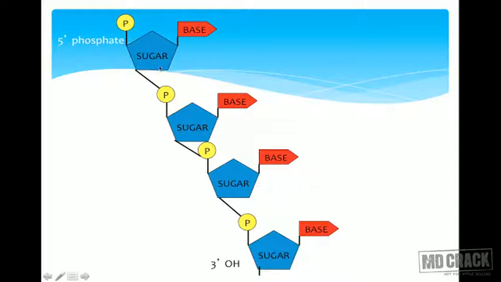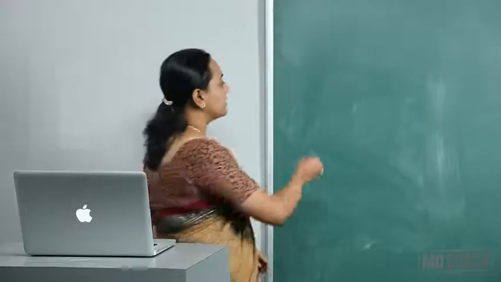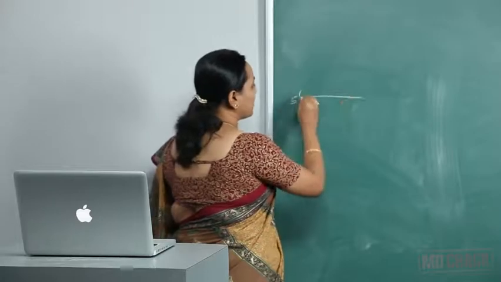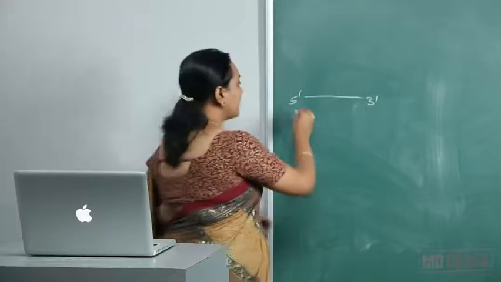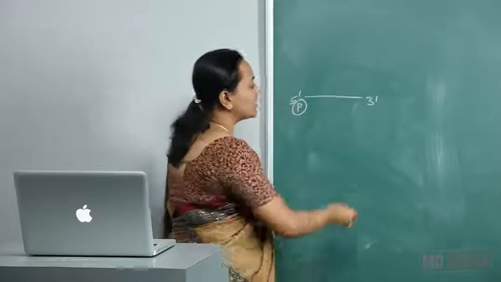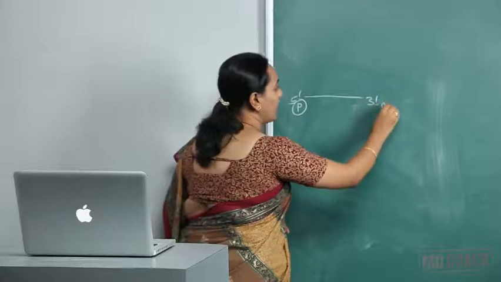Whichever DNA molecule you take, it is double stranded. Now what I have shown here is a single strand of DNA. In a double strand, there will be two strands like this, each having a 5' phosphate and a 3' hydroxyl group. So this DNA always has a 5' end and a 3' end. So it has a polarity. The 5' end will always have a phosphate group. The 3' end will always have a hydroxyl group.